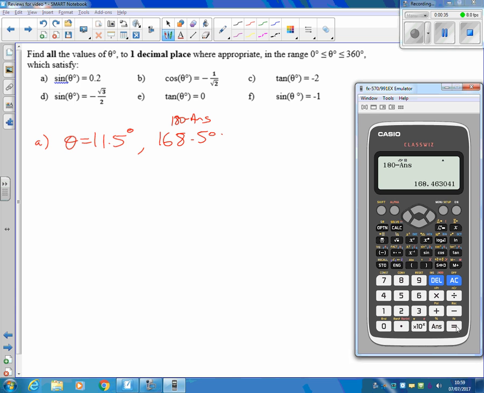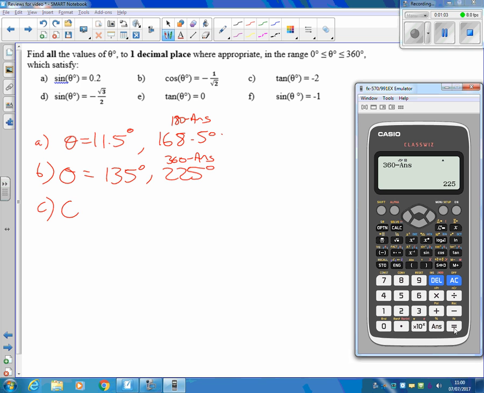168.5 degrees. For part B, again, inverse cos first of all. The inverse cos of minus 1 over root 2 gives us 135 degrees. The second answer on a cos isn't 180 minus, it's 360 minus. And so the second answer this time is 225 degrees.